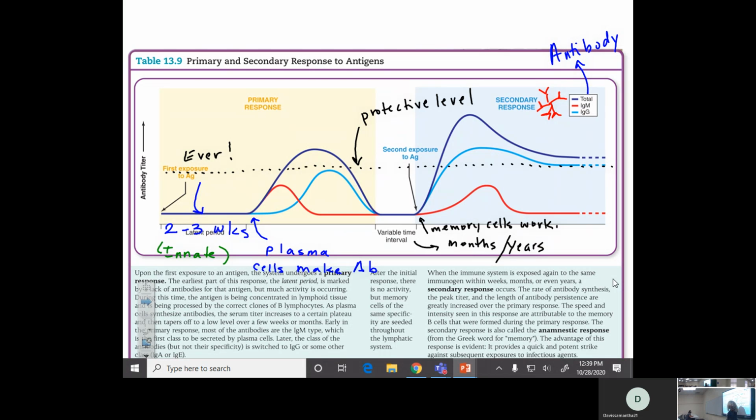Notice here that you build up antibodies and they go up, up, up, and then they decrease, because you have basically fought off the disease and you don't need those antibodies so much right now. They decrease.